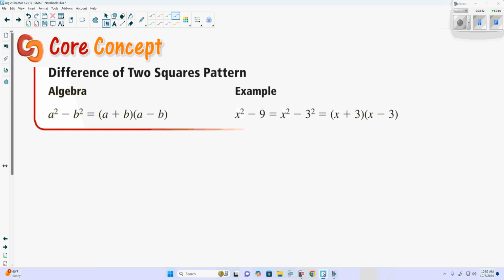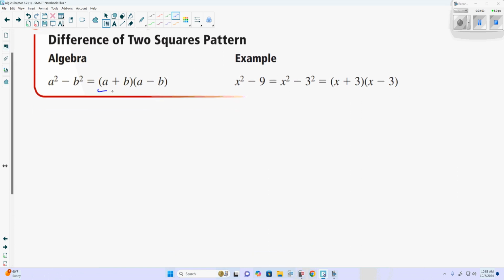Now, what we're doing today is more factoring, but specifically we're looking at a certain type of factoring. It's called the difference of two squares, or difference of perfect squares. The difference of two squares pattern is defined as a squared minus b squared is equal to a plus b times a minus b. And the reason this works is that our two terms are perfect squares. We can rewrite them as an expression times itself.